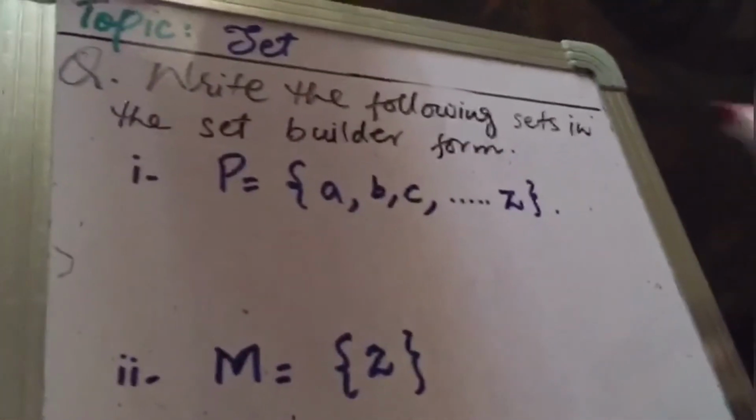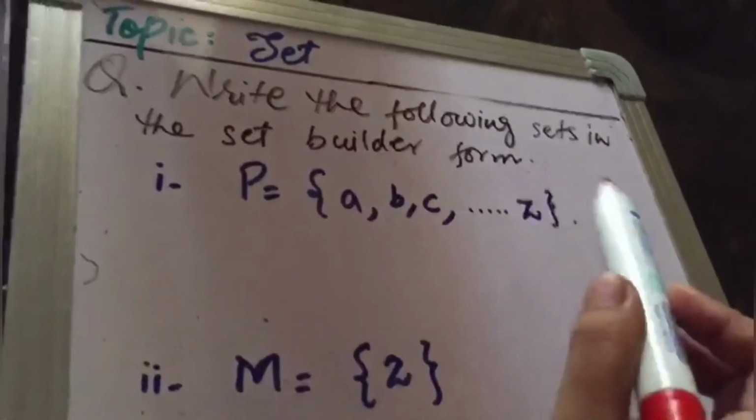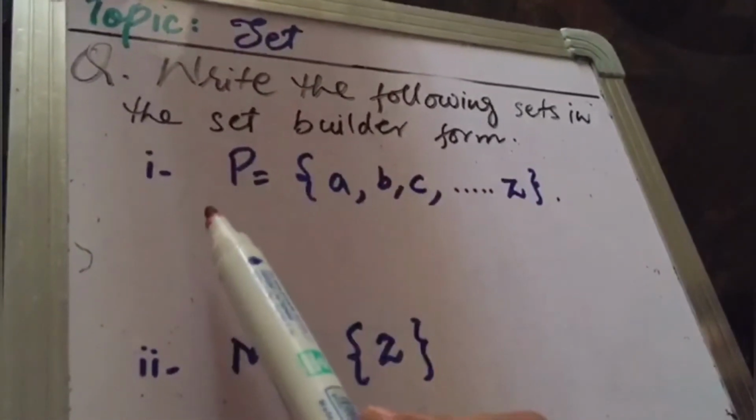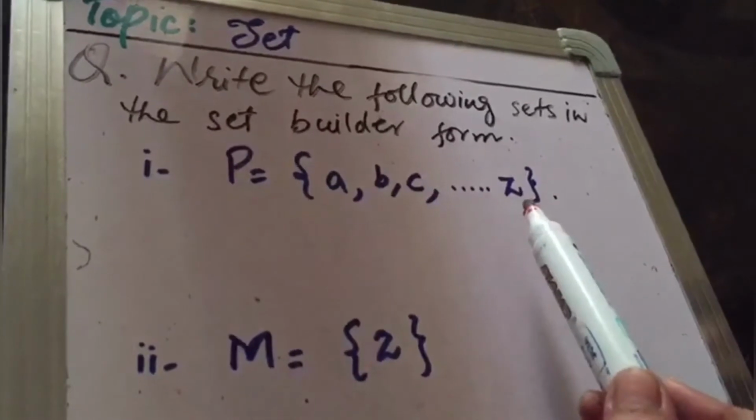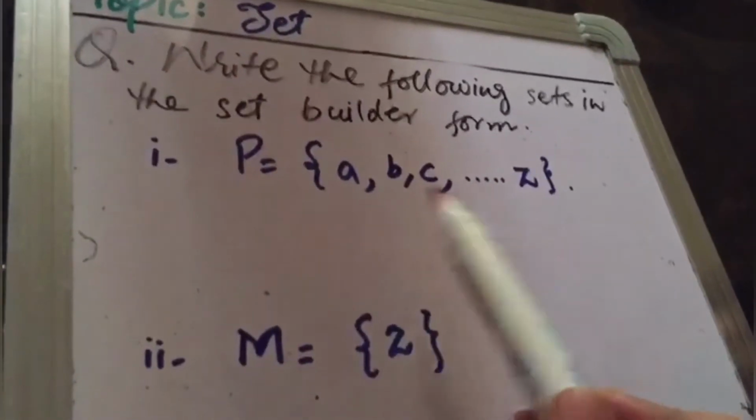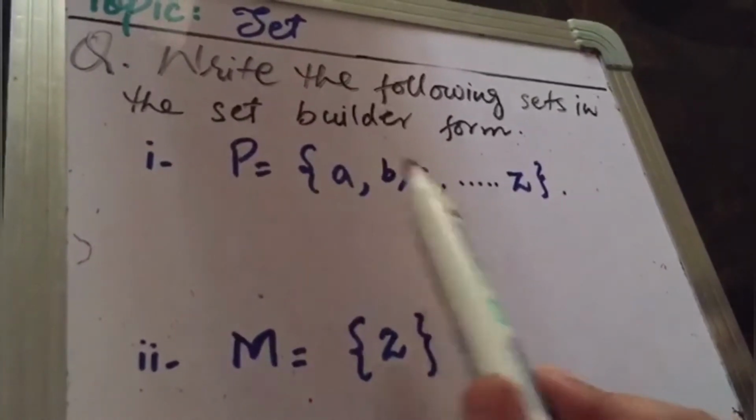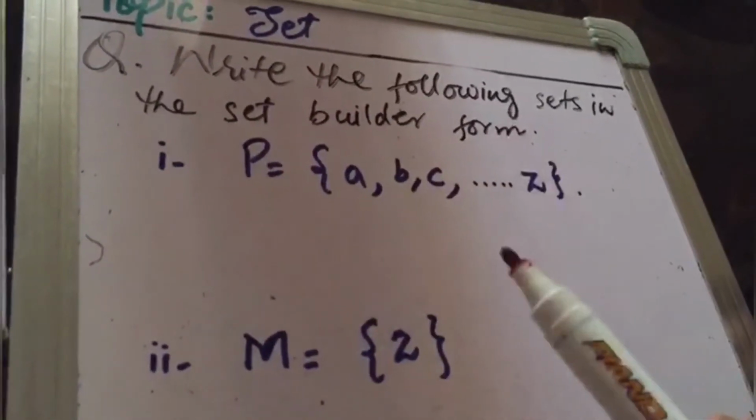Now the question is, write the following sets in the set builder form. Which form is this, or you can say which notation is this? This is tabular notation and you have to convert this tabular notation into set builder form.